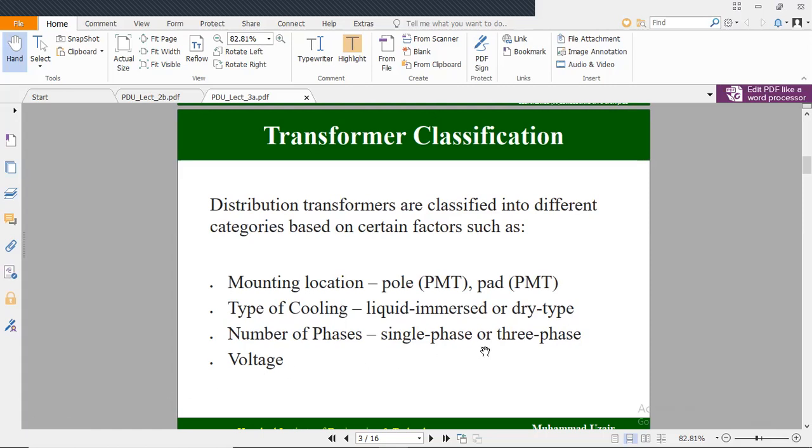And another category of transformer is the core type and shell type: single phase core type, three phase core type, single phase shell type, and three phase shell type. These are also the classification that you already studied in the electrical machine course by Engineer Talaikra in the previous semester. And you have to read all these things regarding distribution transformer working principle.